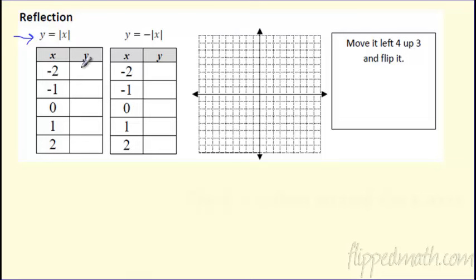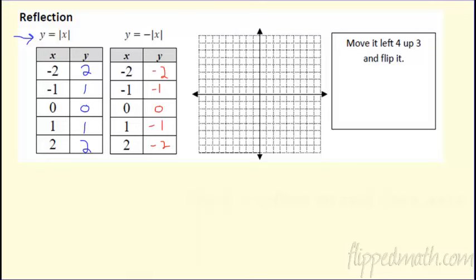If I put -2 into the absolute value, it's going to make it positive. Anything you put in there comes out positive. So that's the basic parent function. So what happens when I put a negative in front? Well, I put -2, absolute value is +2, but then I make it negative again. The absolute value makes it positive, but the negative in front makes it negative.